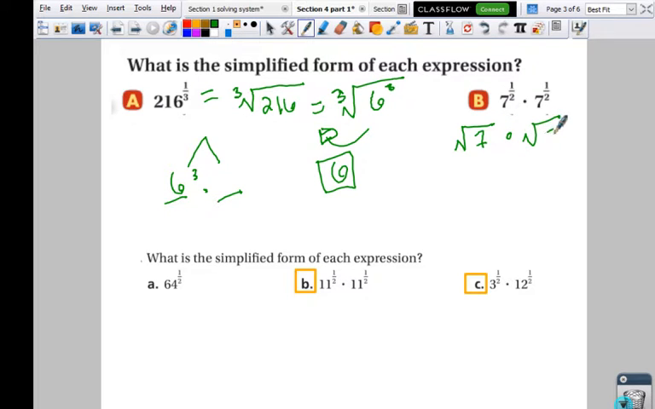Times square root of 7. So it's just 7. What's square root of 7 times square root of 7? Just 7. So it makes it easier to simplify. Wait, so that'd be the same like B. Yeah, because it's itself times itself. And then 3 times 12.